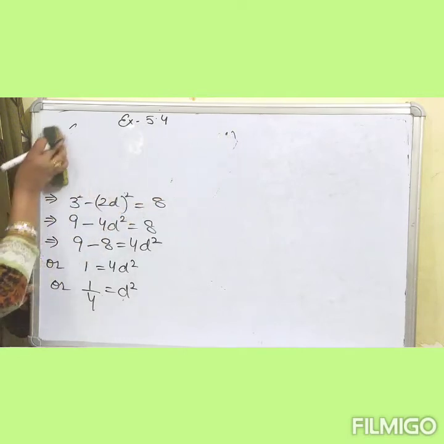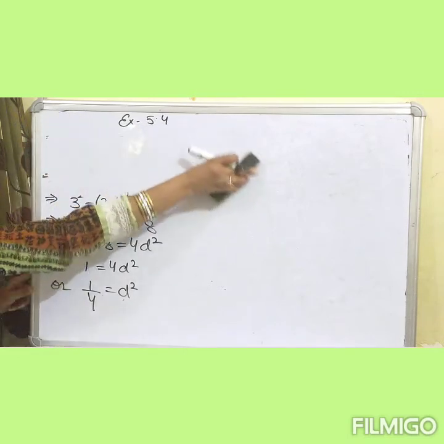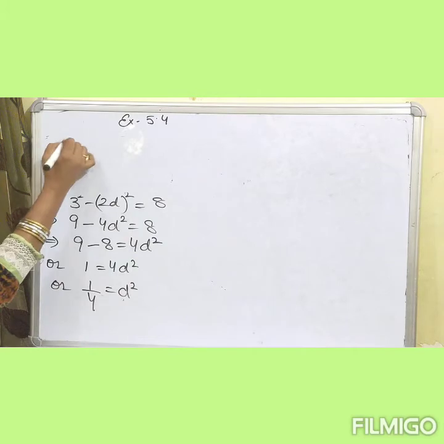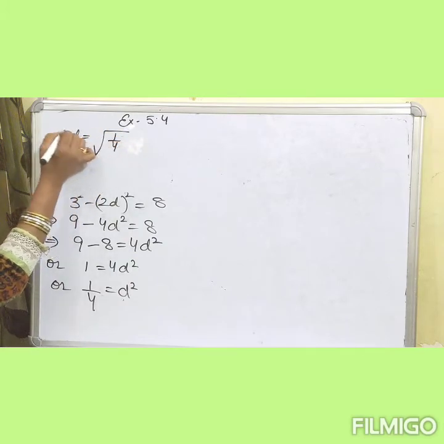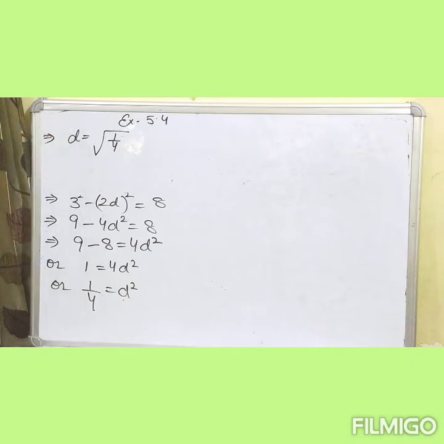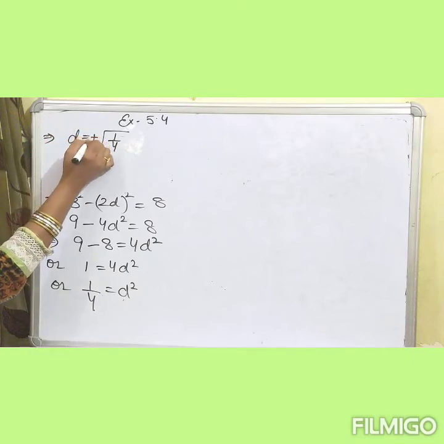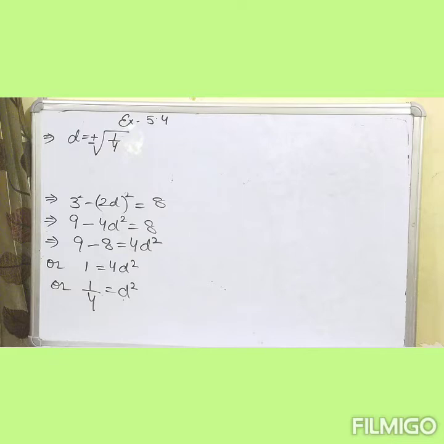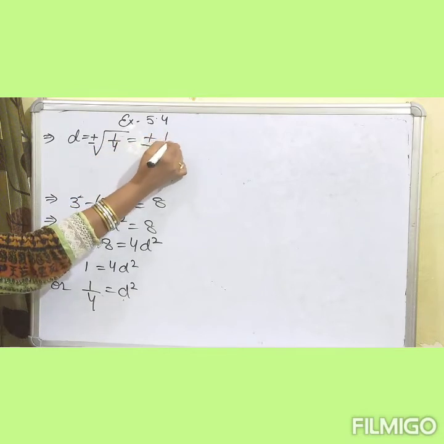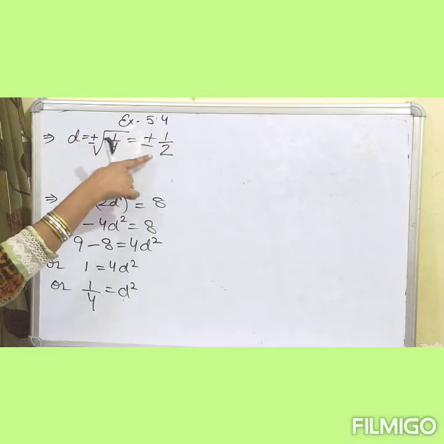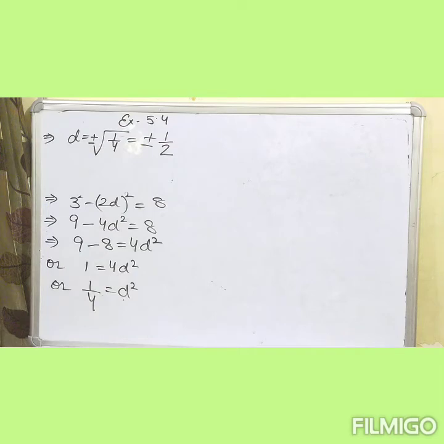It will be like D equal to under root of 1 by 4, and whenever we remove the power, we get here plus and minus. Okay, so the value of D is plus minus, because the root of 1 by 4 is 1 by 2. So two values of D we get from the equation.